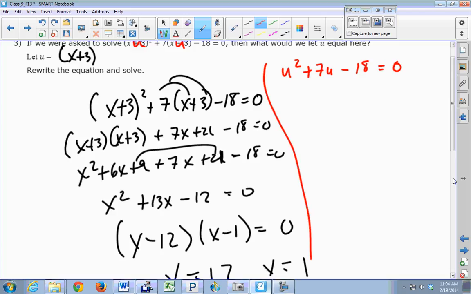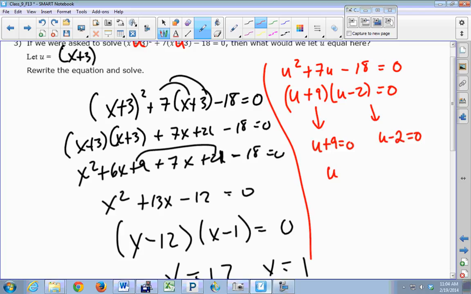2 and 9. U plus 9, u minus 2 equals 0. Now you have it as a 0 product. You take each factor and you set it equal to 0. We know this game by now, right? And you solve for u.